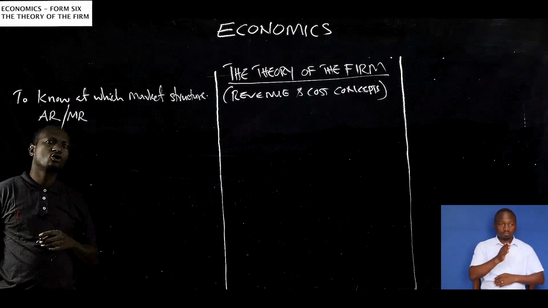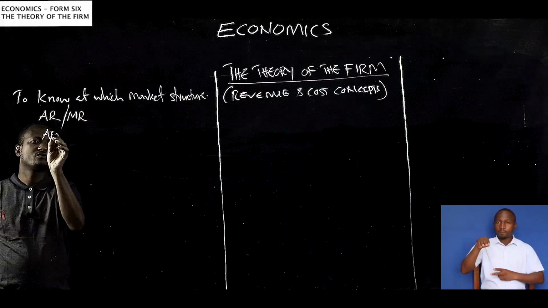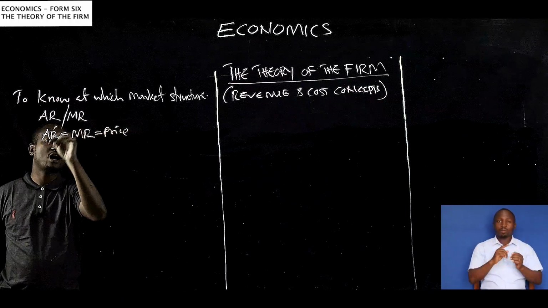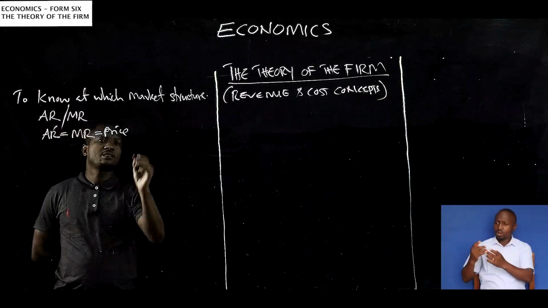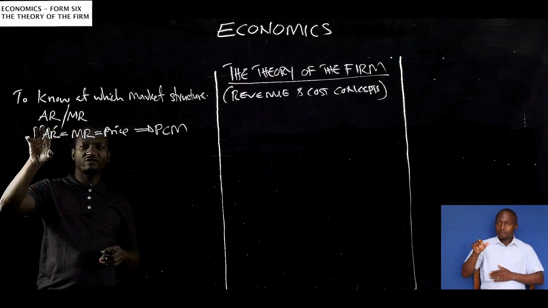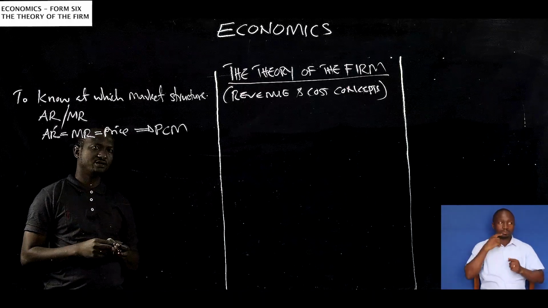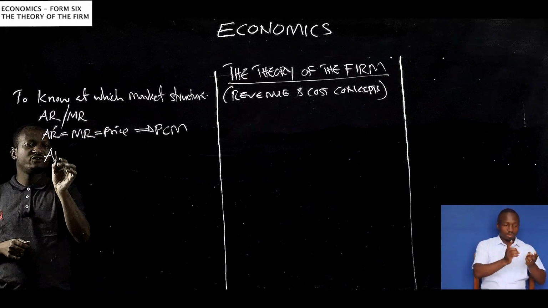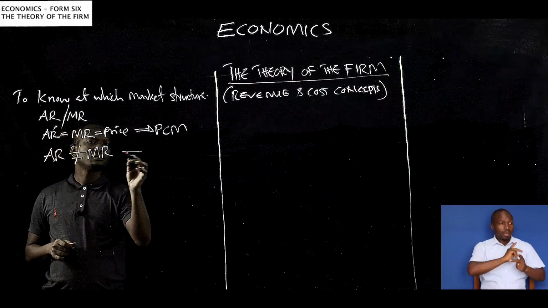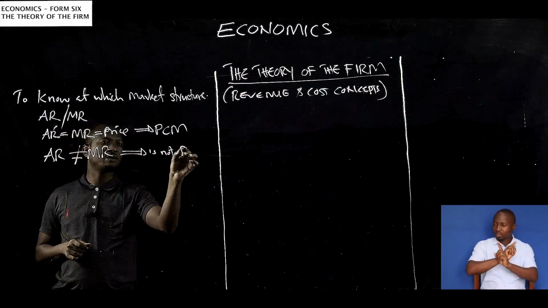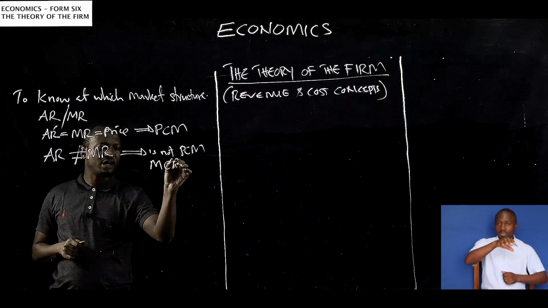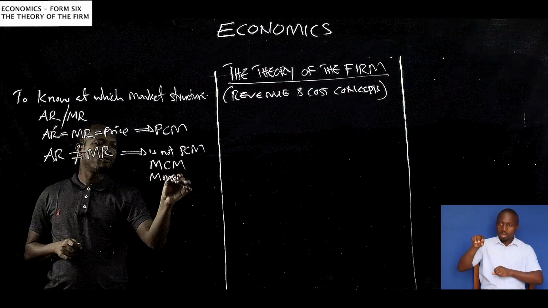According to the marketing concept, when average revenue is equal to marginal revenue and is equal to price, this is a perfect competitive market. In a perfect competitive market, average revenue is the same as marginal revenue and is the price. But when average revenue is not equal to marginal revenue, it means this market does not operate under perfect competition. Maybe it is under monopolistic competition, or maybe under monopoly.